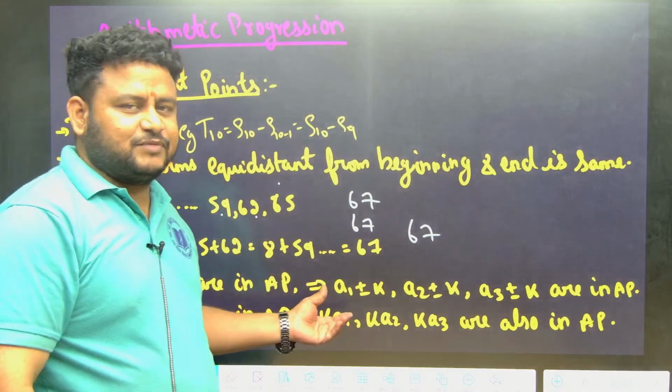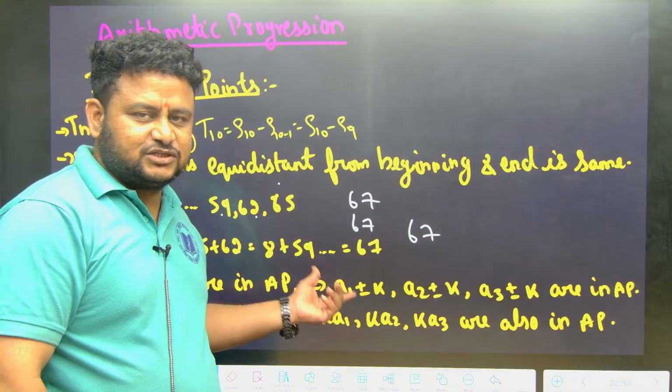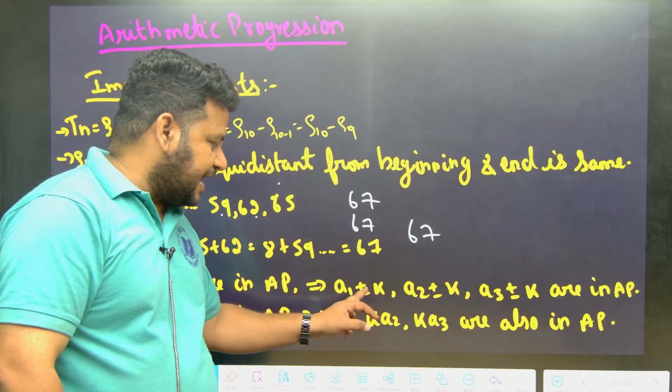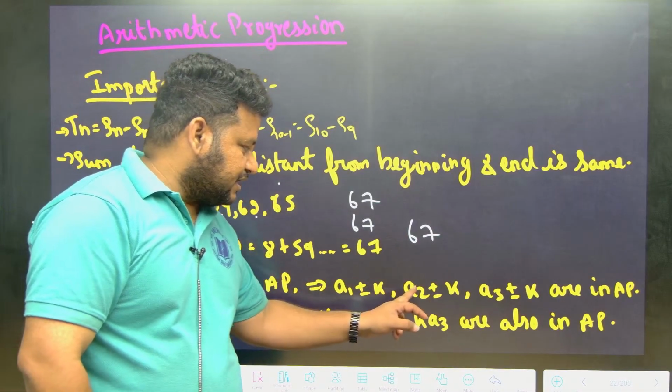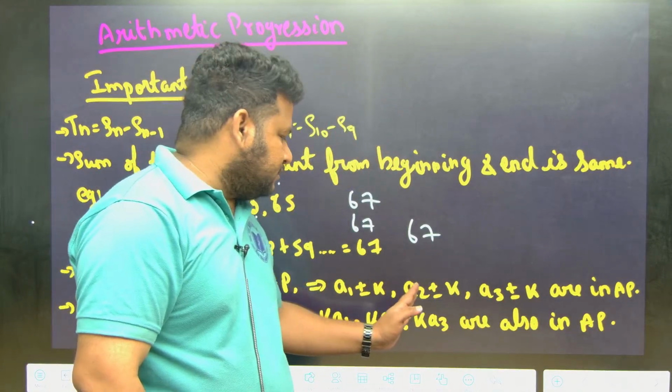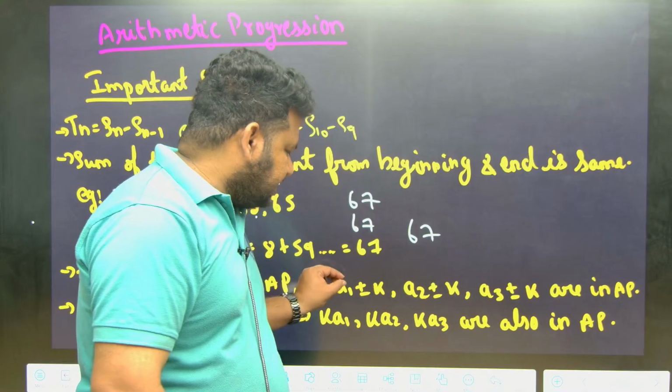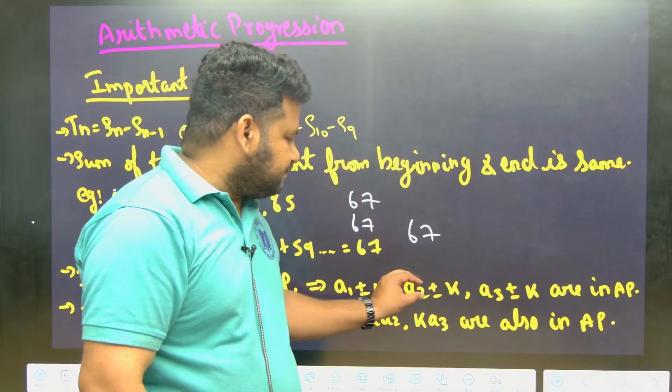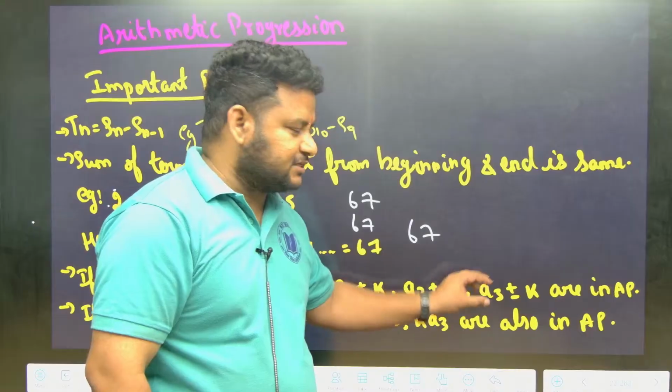If you are adding something or subtracting something from each of these values, the same value, that is, adding k to A1, k to A2, k to A3, or subtracting k from each of these, then A1 plus or minus k, A2 plus or minus k, A3 plus or minus k will also be in AP.